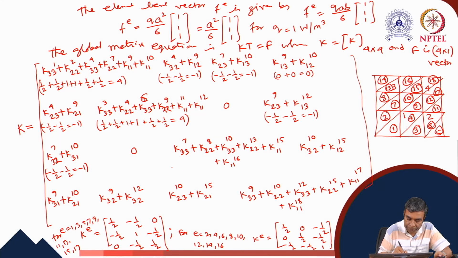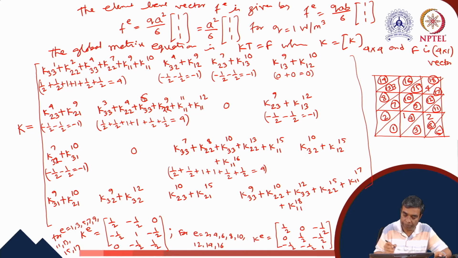So K337 is half plus K228. K228 is also half. K3310, this is 1 plus K2213. K2213 is also 1. Then we have K1115. This is half, and K1116, this is also half. So summing all of them, we get 4 as expected.